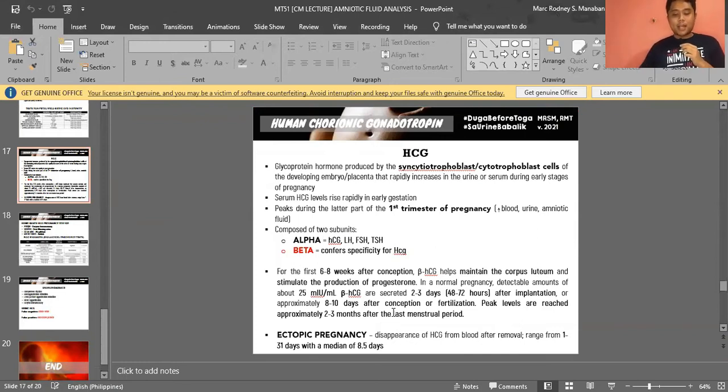When you say ectopic pregnancy, di ba, it's usually pregnancy outside of the uterus. So possibly nasa fallopian tube na hitabo ang fertilization and dito nag-grow ang bata. And that, of course, it's not conducive for the baby or for the embryo to grow. So that's ectopic pregnancy. HCG will still increase, all right, pero mo-disappear siya after mawala tong developing embryo. And the median is about 8.5 days.